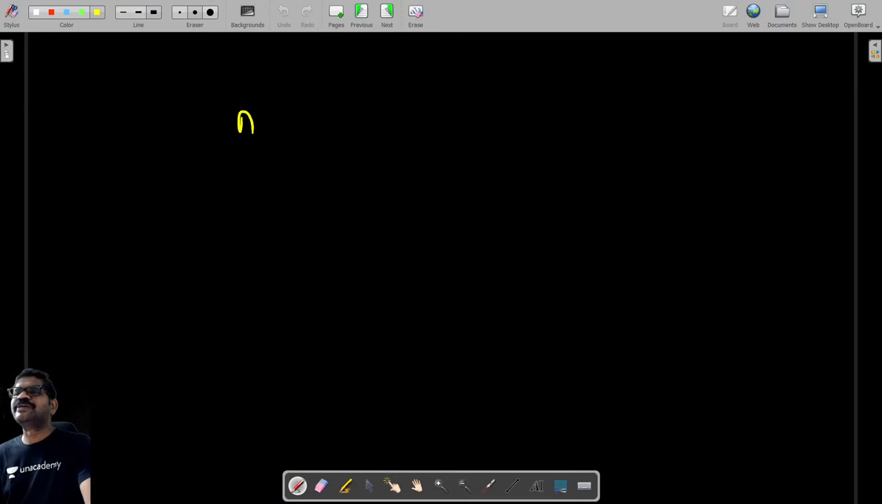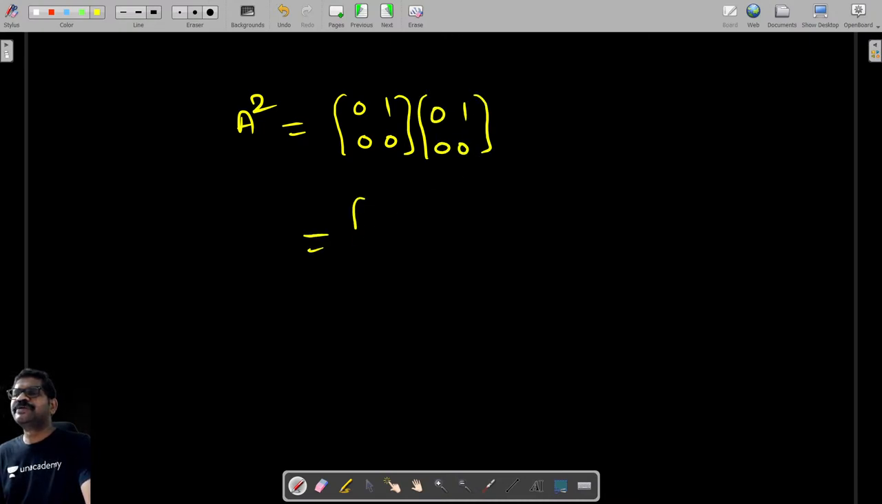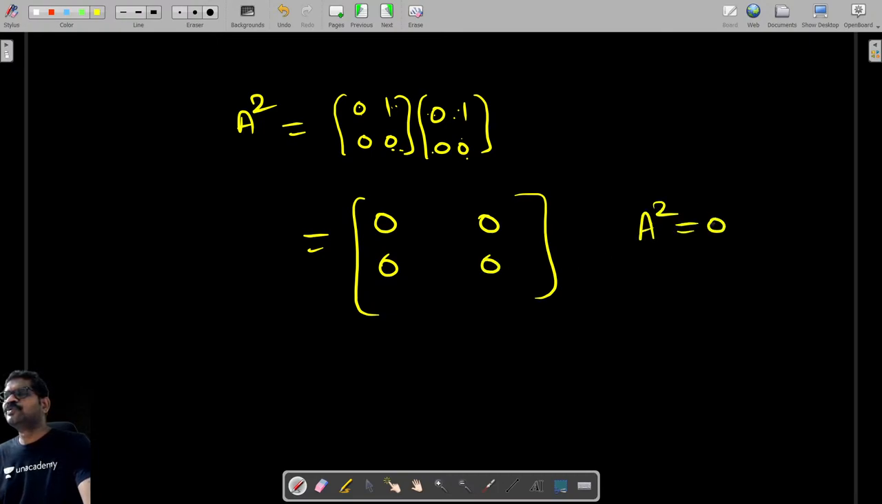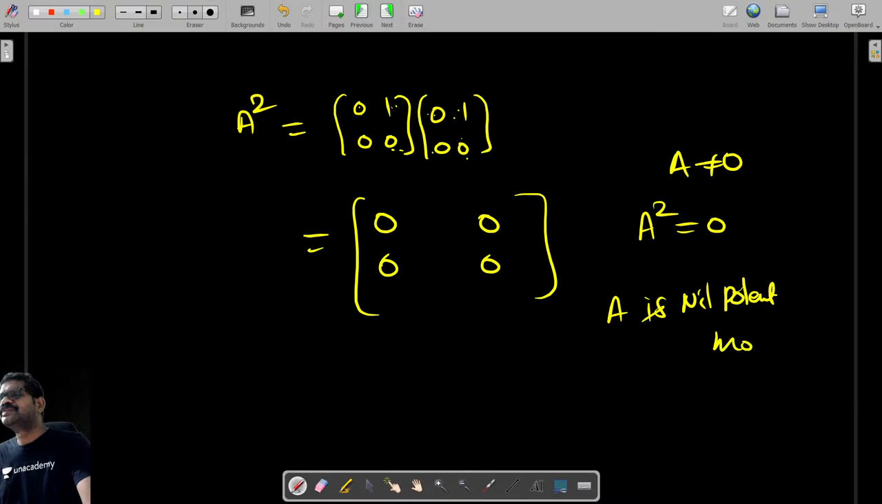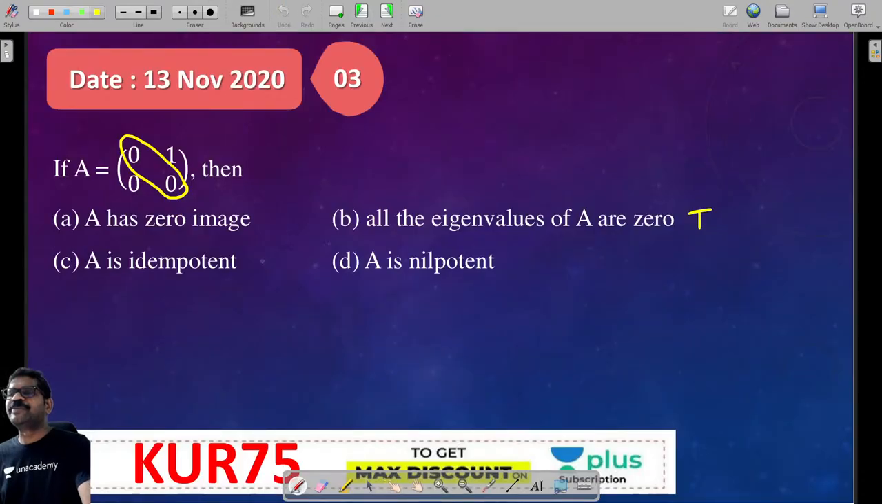Now I am going to multiply. A square equals 0 1 0 0 multiplied with 0 1 0 0. Multiply. 0 plus 0, 0. 0 plus 0, 0. 0 plus 0, 0. 0 plus 0, 0. A square equals 0. A is non-zero. Therefore, A is a nilpotent matrix. It is not an idempotent matrix. Idempotent is false. Nilpotent is true.